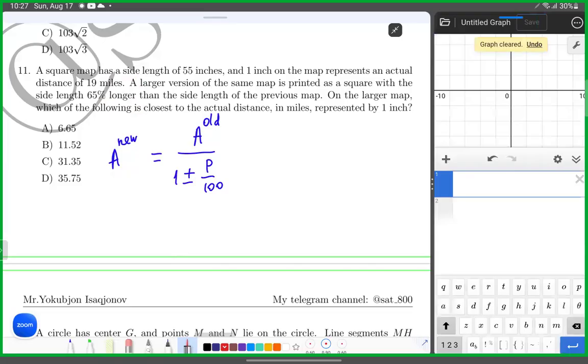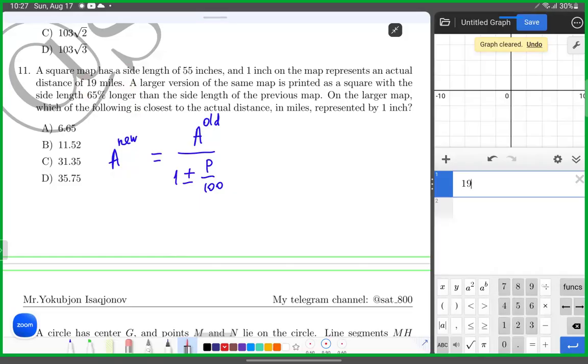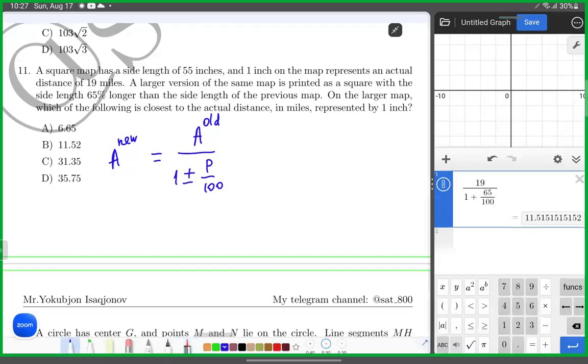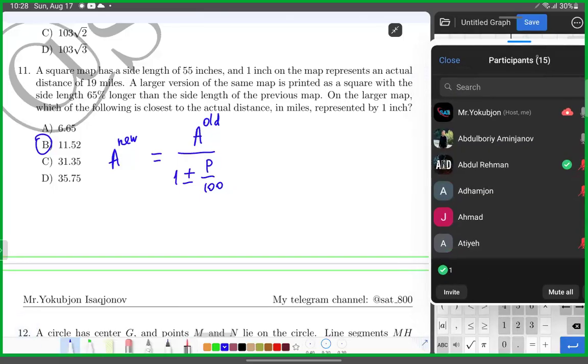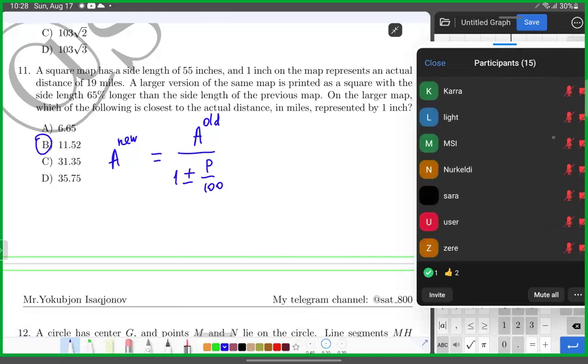Now we can do the same here. The actual distance was 19. For finding the new actual distance, the old actual distance, 1 longer, yeah, here. So 1 plus 65 over 100. This formula always works and gives you the correct answer. The problem is solved. Guys, is it clear? Okay, thank you. This formula works. You can use this one every time. For finding the new actual distance, you should divide by this percentage.